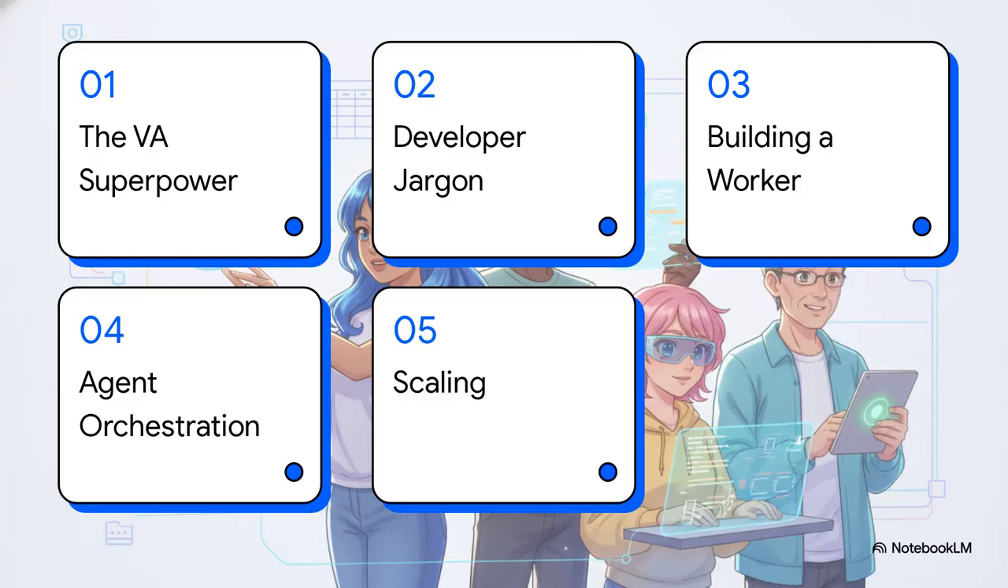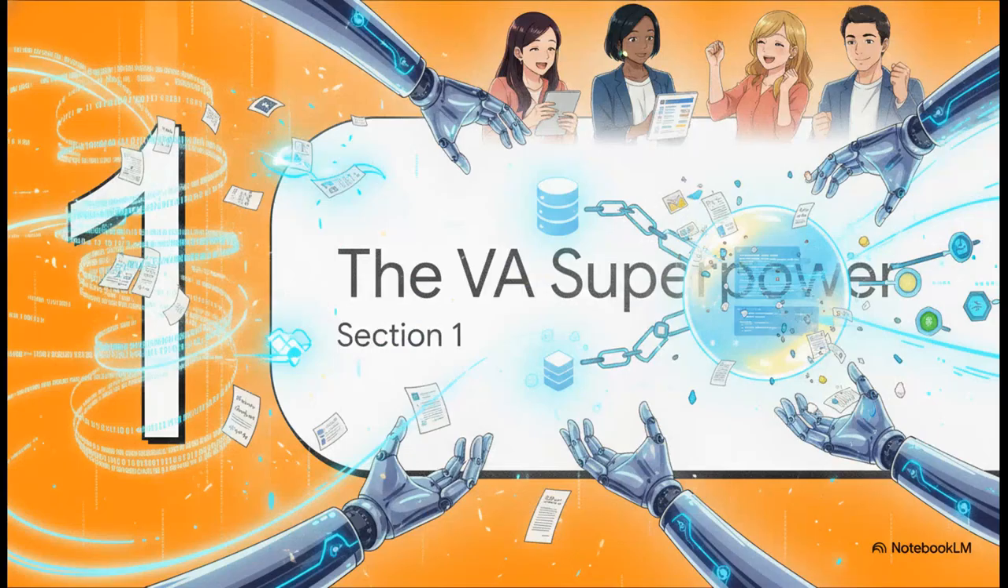Here is what we're looking at for today's agenda. First, the VA superpower. Second, translating developer jargon. Third, step-by-step deploying a worker. Fourth, real-world orchestration. And rounding it out at number five, scaling, startup to enterprise. Let's dive in. Section 1, the VA superpower.